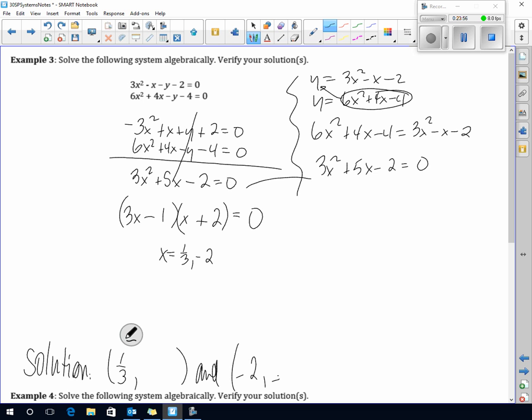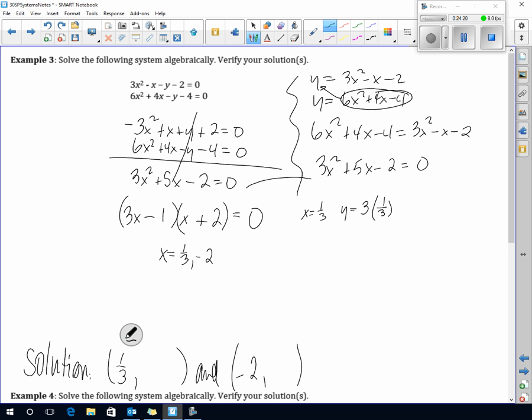So I'm going to sub it into the one that's already in the y equals form. When x equals 1/3, I get y equals 3 times 1/3 squared minus 1/3 minus 2. Does everybody see what I did? Fractions are a little harder to work with, but you should be able to do this.